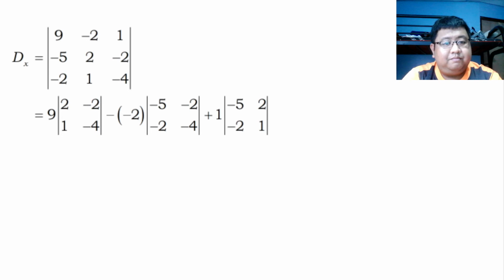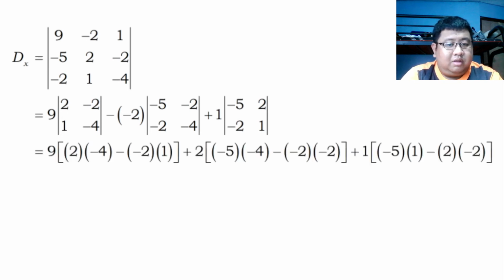As you can see. Now, in similar fashion, guys, no? Yung determinants, you can evaluate them as follows. 2 times negative 4, tsaka negative 2 times 1. And don't forget the minus sign between them. Remember, yung minus negative 2, naging plus 2. Negative 5 times negative 4 is there. And then negative 2 times negative 2 is also there. And they're separated by a minus sign. And for the last 2 by 2 determinant, you have negative 5 times 1, tsaka 2 times negative 2. Still separated by a minus sign.